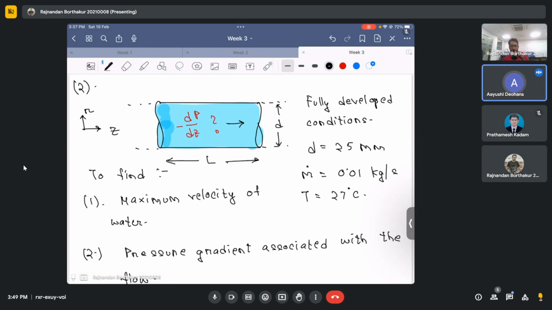Yeah, go ahead. Okay. First, the continuity equation will apply, followed by the momentum equation in the z direction. We'll get the velocity profile, and then from that velocity profile, you can have an idea of the maximum center line velocity. Yes. From that velocity profile.